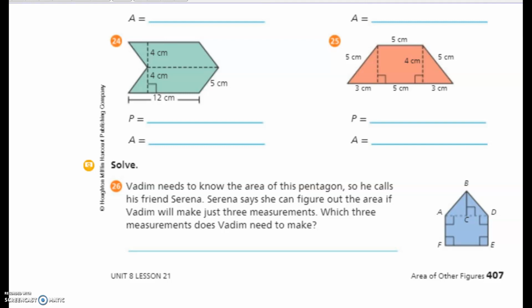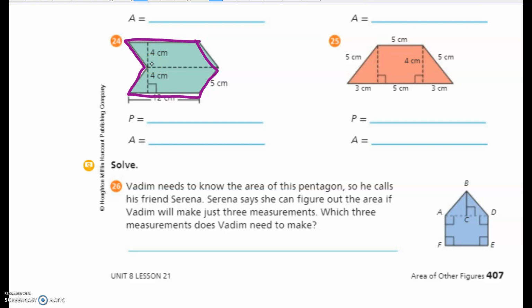All right, so we're going to do number 24 first, kind of an odd figure. We're going to do the perimeter first, so we're going to go around the outside. Remember that the perimeter is just all around the outside. So you do not need those inside numbers.